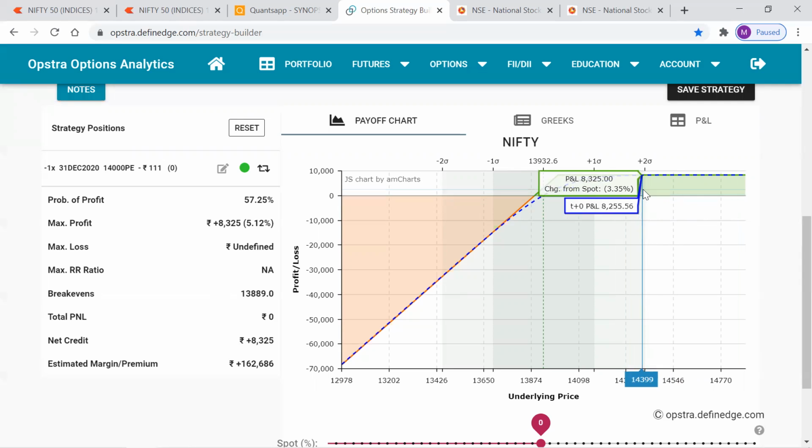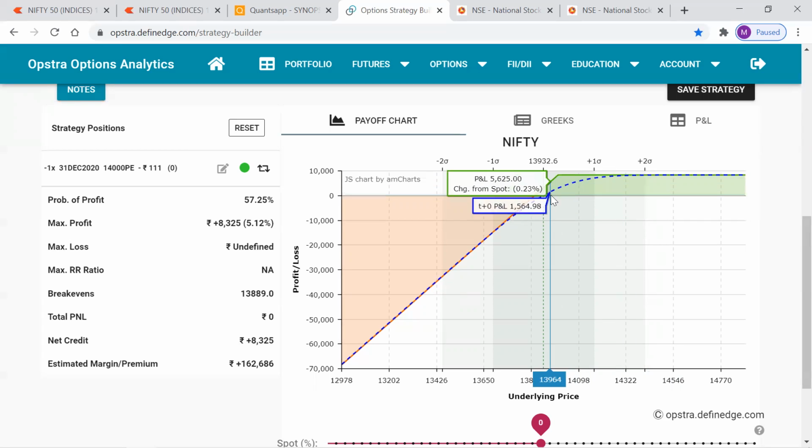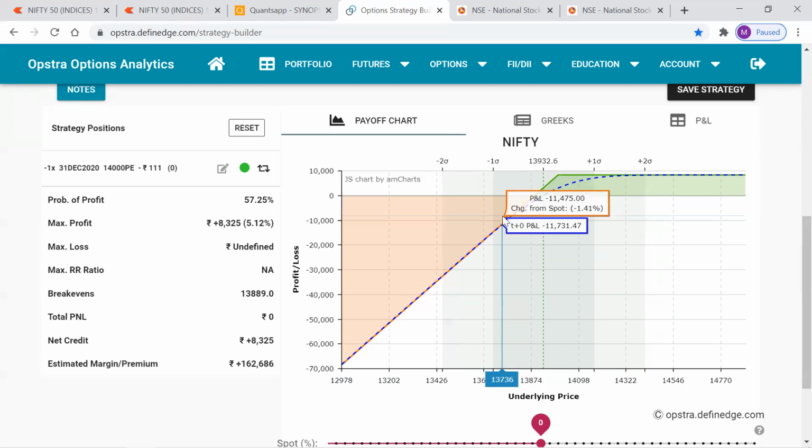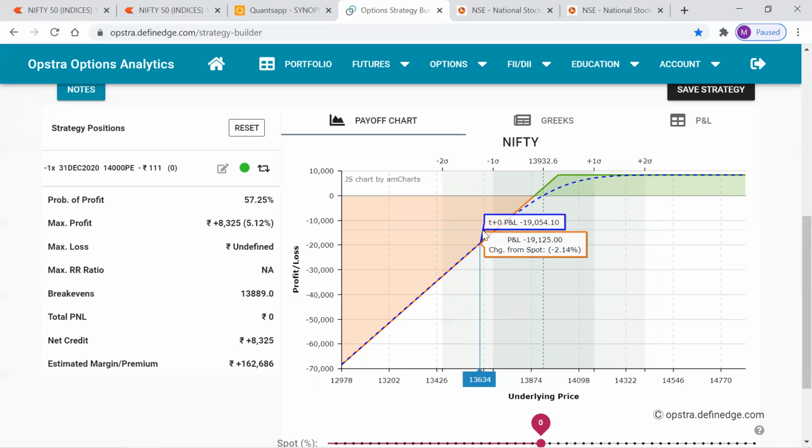This is about the option selling scenario. Here your profit is limited and your loss is unlimited. Look at the loss. Imagine that the market didn't touch 14,000 or didn't go beyond 14,000. Imagine that it came down to 13,600. So what can happen if it comes down to 13,600? Look at your loss. It's minus 20K.